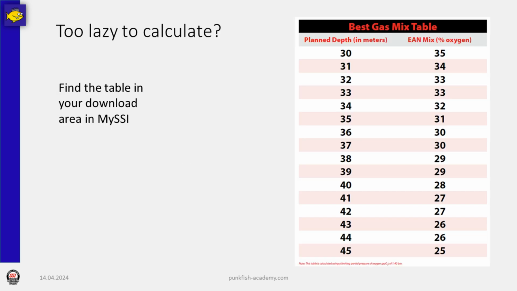Well, if you are too lazy to calculate this, which I honestly don't understand, but maybe you are, and it doesn't matter, you will find this nice little table where you can just get the perfect mix, the best mix for any depth in between 30 and 45 meters. So don't worry. If calculation is not what you most like in this life, just go to the download area of SSI, get the table, and check in the table which gas you want to breathe at a given depth.